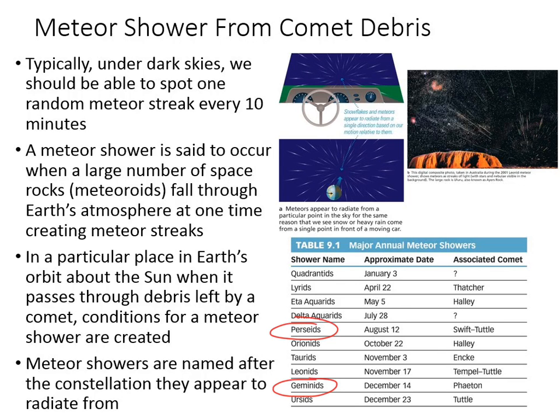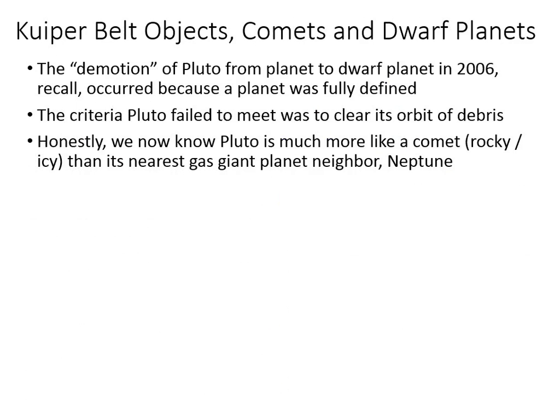All right. And the name of the meteor shower is the constellation that it seems to come from. So the Orionids come from Orion, the Perseids come from Perseus, the Geminids come from Gemini.